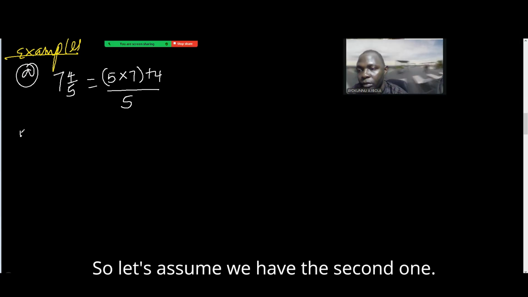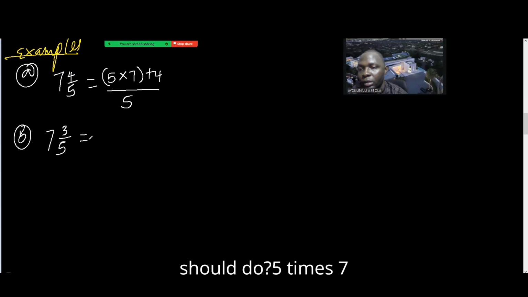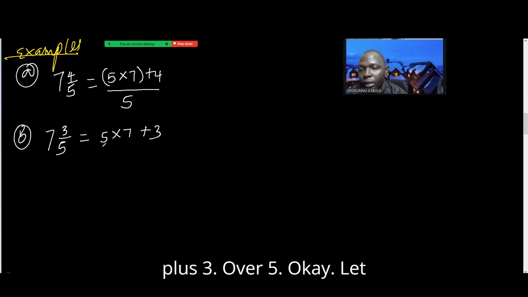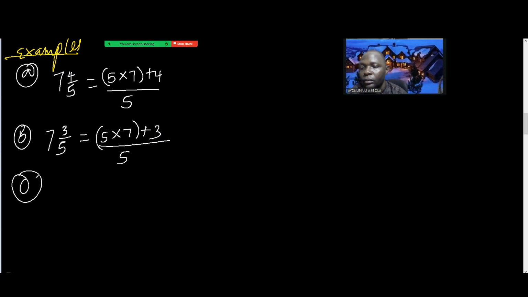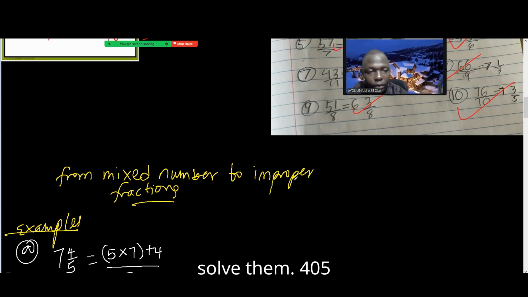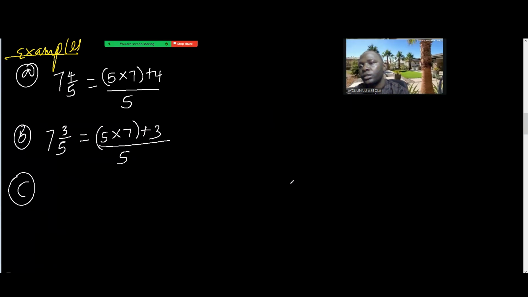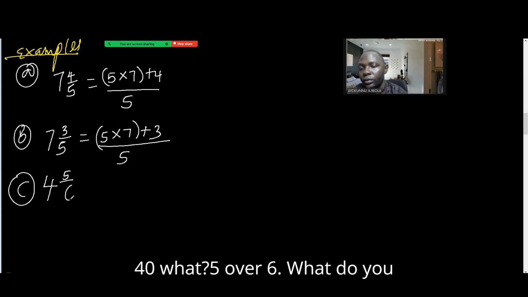So let's assume we have the second one, 7 and 3 over 5. What do you think I should do? You're going to do 5 times 7 plus 3 over 5. Okay? Let me put up 2 more before I now solve them. 4 and 5 over 6.